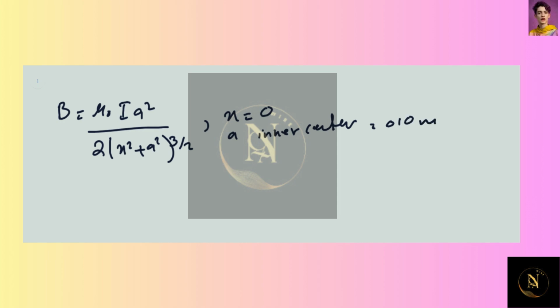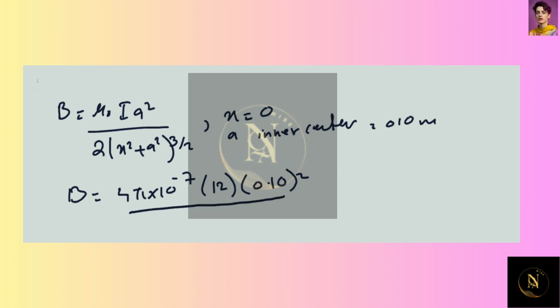Then our B will be 4 pi times 10 to the power minus 7 times 12 amperes times 0.10 square divided by 2 times (0.10 square) to the power 3 over 2. This gives us B to be 7.5 times 10 to the power minus 5 Tesla.